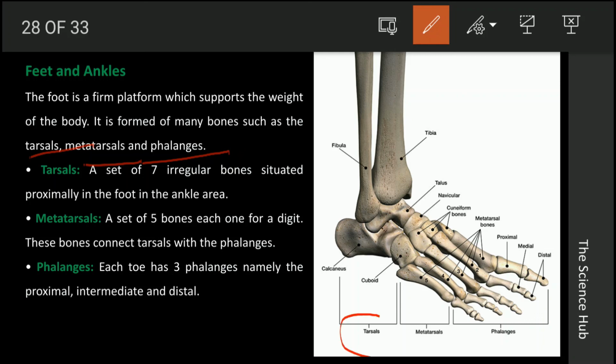Here we can see the tarsals, that is the 7 irregular bones, then the metatarsals, a set of 5, one for each digit. These bones connect the tarsals with the phalanges. Here we can see the metatarsals, numbers 1, 2, 3, 4 and 5 over here. Then phalanges: each toe has 3 phalanges, namely proximal, intermediate and distal. Here we can see the 3 phalanges.